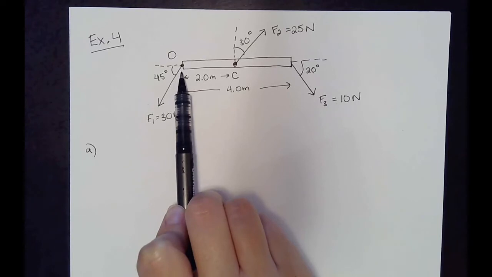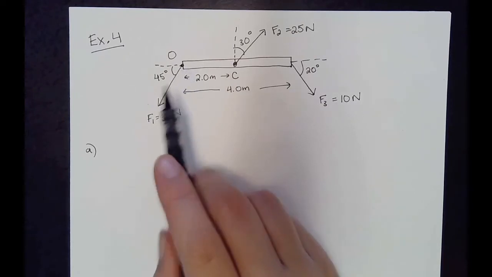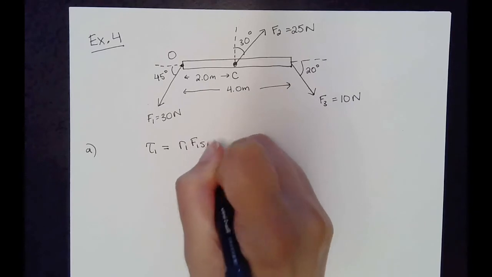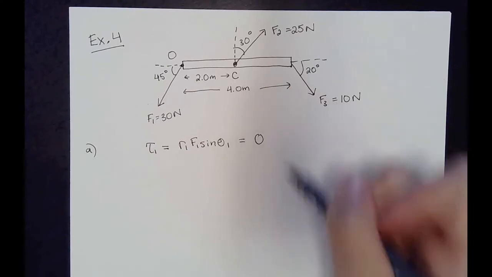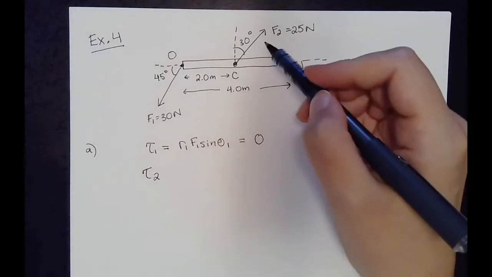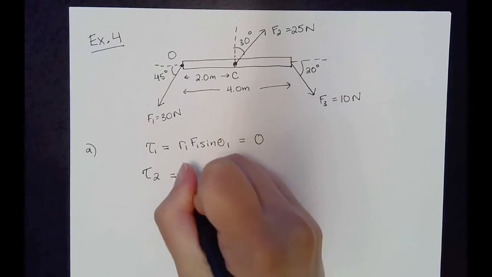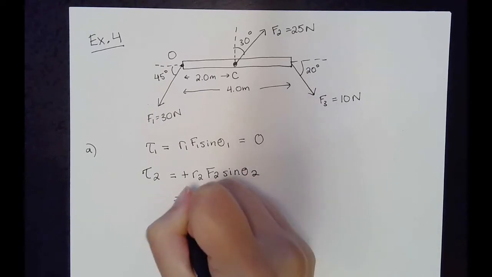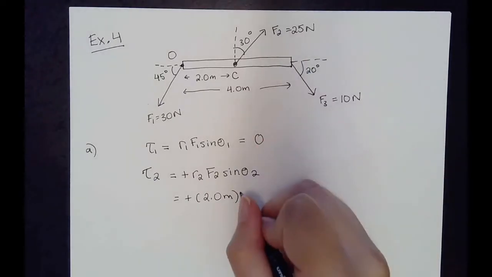And now if we do choose this point, notice that F1 acts at the pivot point. So R is 0. So we would have tau 1 equals R1 F1 sine theta, but any forces that act at the pivot point or the axis of rotation exert 0 torque. So that's 0. Now torque 2, this would turn the object counterclockwise, so that's going to be positive. We'll have positive R2 F2 sine theta 2. So that's positive 2 meters from point O. F2 is 25 newtons.